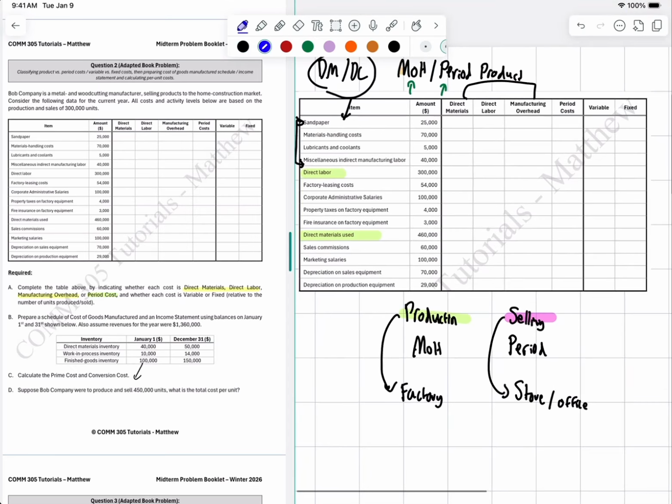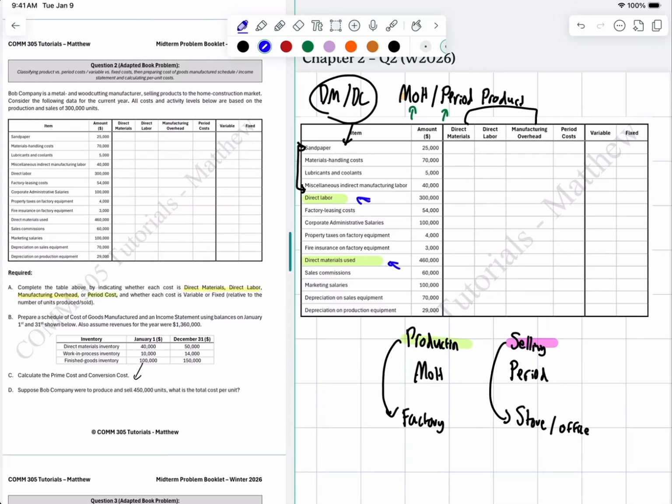So DM and DL are given obviously, overhead versus period is your battle, and then you use your keywords. So factory, right? Remember, I make things out of a factory, so factory means overhead, production. And I sell things out of a store. That's the rationale. I make things out of a factory, I sell anything out of a store. So if I see factory, it becomes overhead. If I see store or office, it becomes period.